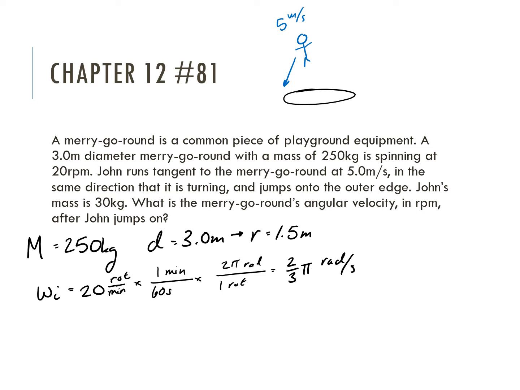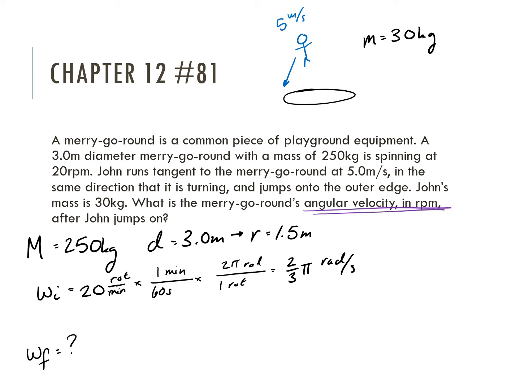So John has a mass of 30 kilograms. I'm going to give him the small m because he is smaller than the merry-go-round. And we want to find the final angular velocity in rotations per minute. So we are looking for omega f. There's a couple of things we're going to need to do here before we can go through and solve.